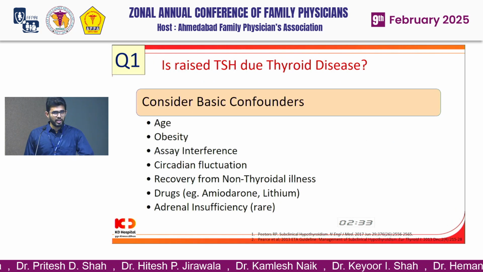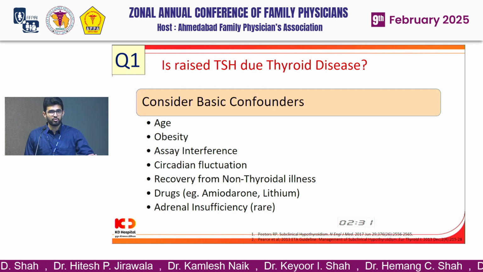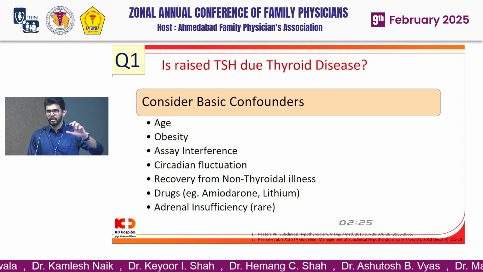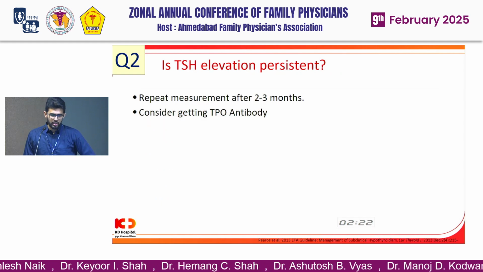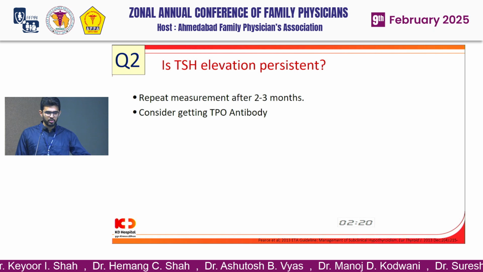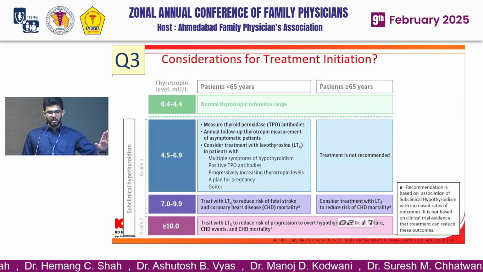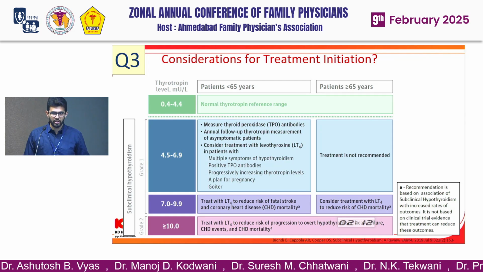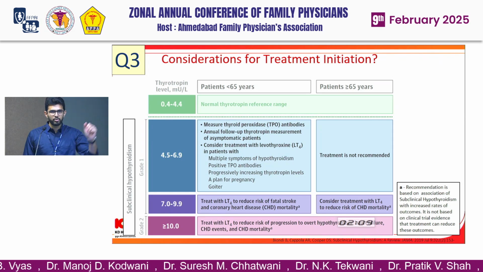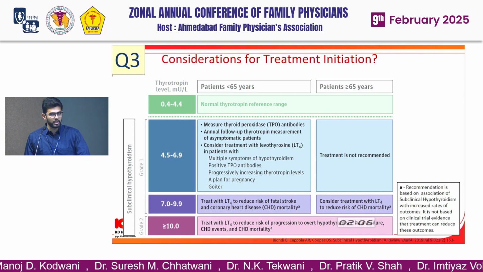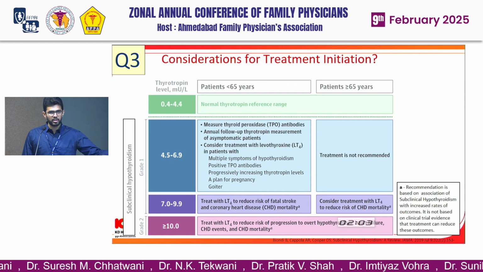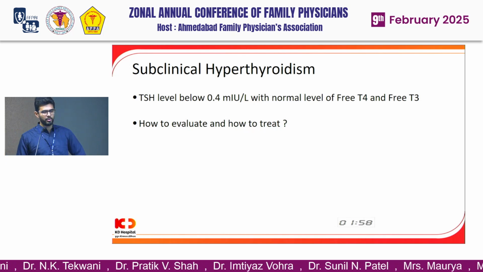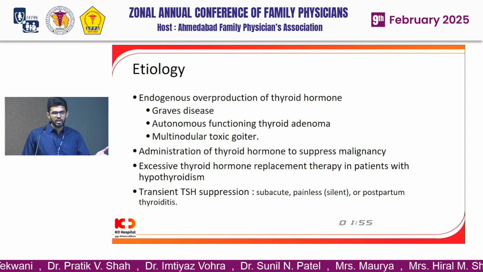So there is a 3-step approach to understand and pick up patients very carefully. First, you ask about certain confounding factors: the age, obesity, other assay-interfering substances and all. Then you consider repeating the measurement over 2 to 3 months, SOS anti-TPO antibody level, and then you choose. So this is the crux of subclinical hypothyroidism, when to use levothyroxine. It's a very simple thing. About 10, you treat the patients; 7 to 10, maybe you treat all; below 7, maybe you treat younger patients, not the elderly.